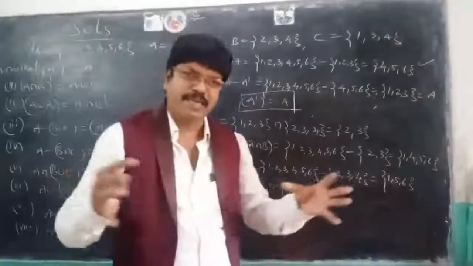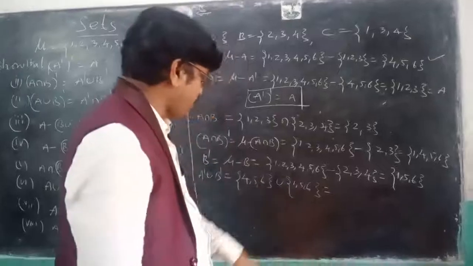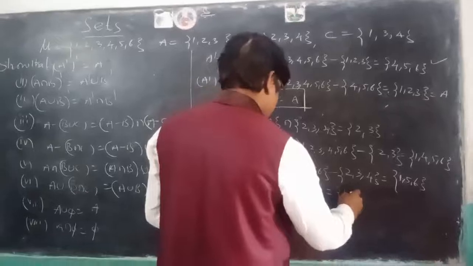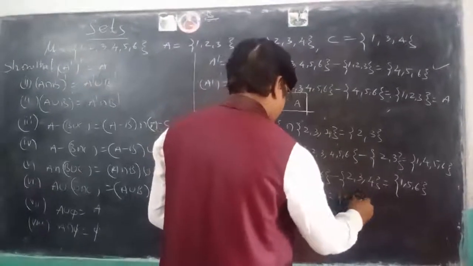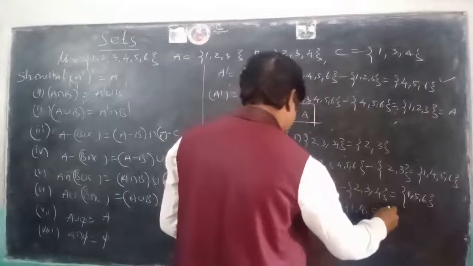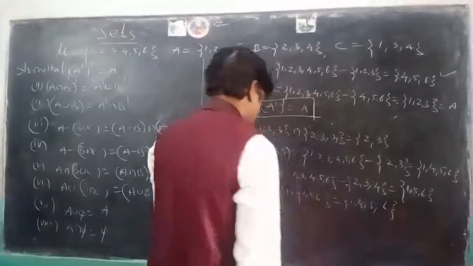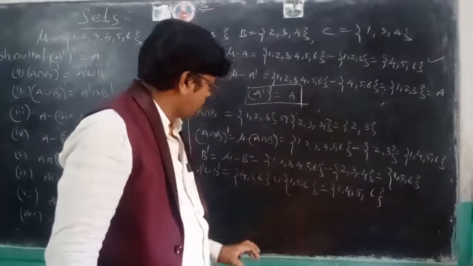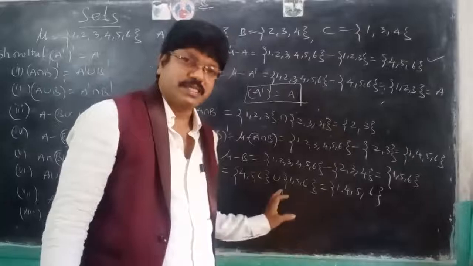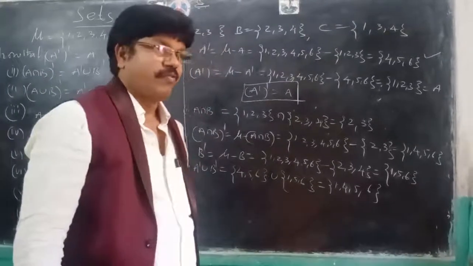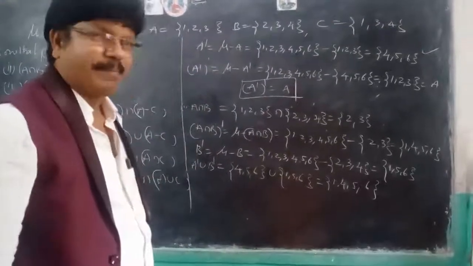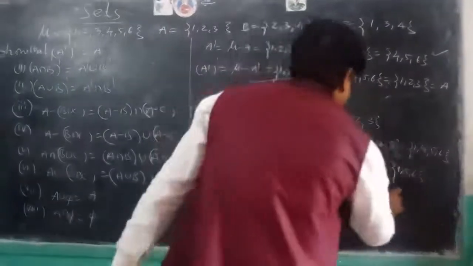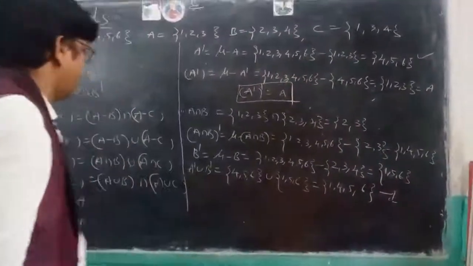Union means all elements which belong to A and which belong to B. Here 1, 4, 5, 6. Here 6 is in 2 sets. 6 belongs to 2 sets, but we write it only one time. Don't repeat the elements 2 times or 3 times. We write only one time. This is say 1, A dash union B dash.